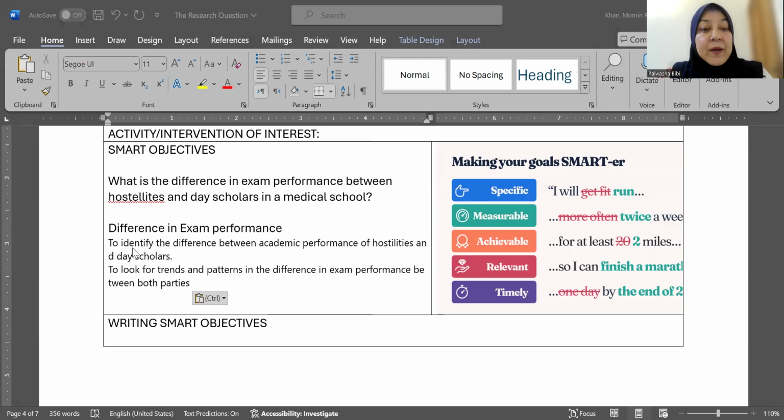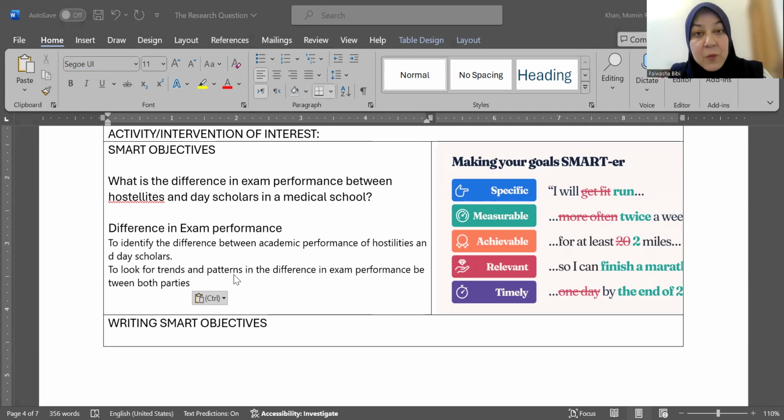To identify the difference between exam performance of hostelites and day scholars. That is the objective. That is what comes from this research question. Then is to look for trends and patterns.